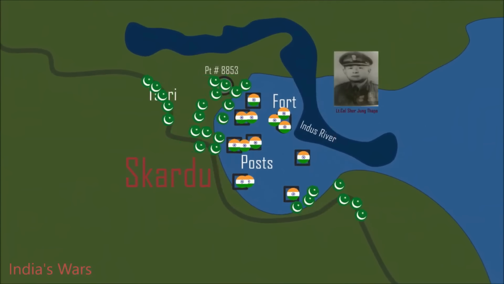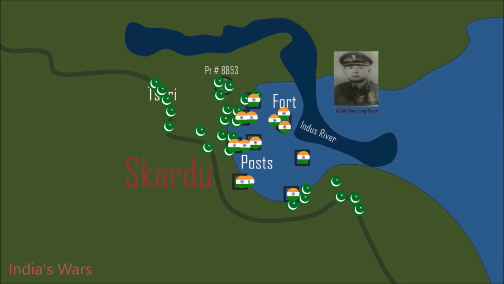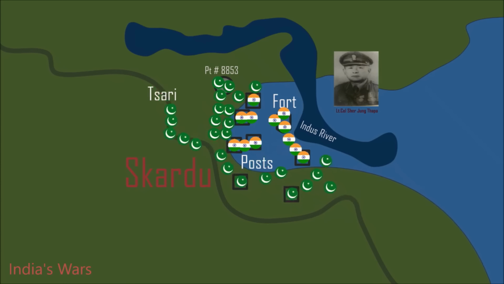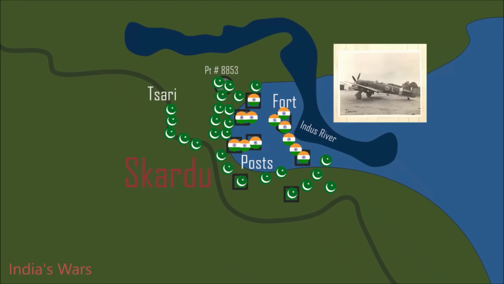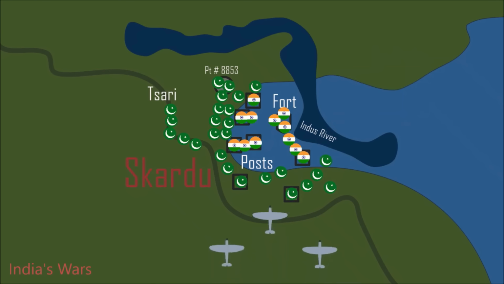Colonel Thapa and his men had been holding off the enemy from taking Skardu against all odds for almost 7 months now. Most of the garrison was now limited to the Skardu fort, where they were running short of ammunition and supplies. The available Dakotas could not reach Skardu due to its high altitude. Only the Tempest fighters could reach there to drop off limited resources in a single sortie.